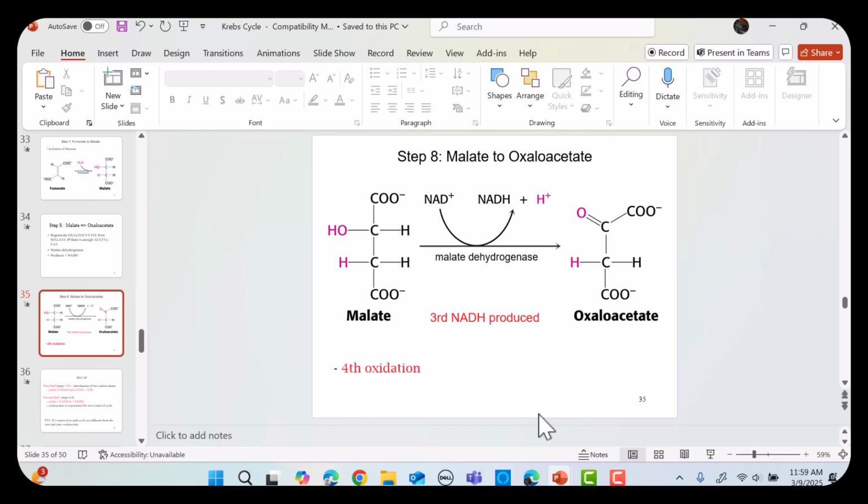Then I'm going to oxidize my malate back to oxaloacetate. What did I reduce? I reduced NAD to NADH, got my third NADH, got the last little bit of energy I'm getting out of there, got my oxaloacetate back to do it all over again. So let's go to the diagram.